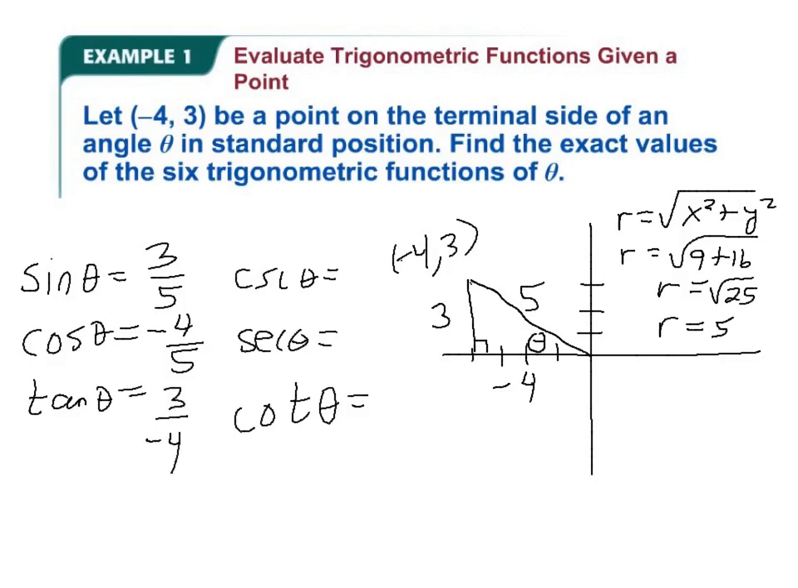Now our cosecant, our secant, and our cotangent are just the reciprocals of the original 3, so now just flip them over. So that's 5/3, negative 5/4, and negative 4/3. So those are the 6 trig functions in relation to where that point is if it was on a terminal side of an angle. And that's the way that we would find those.